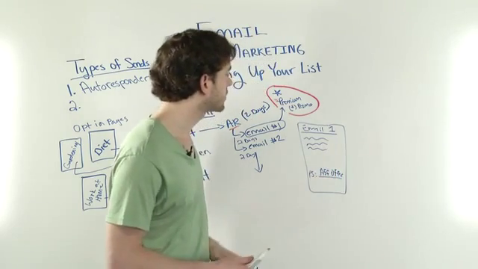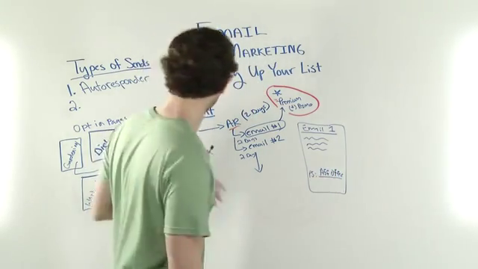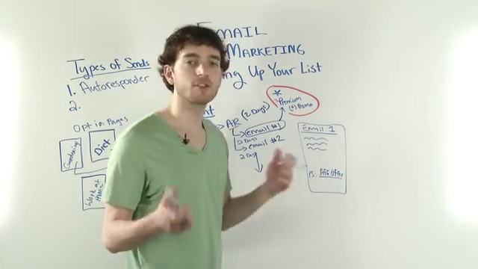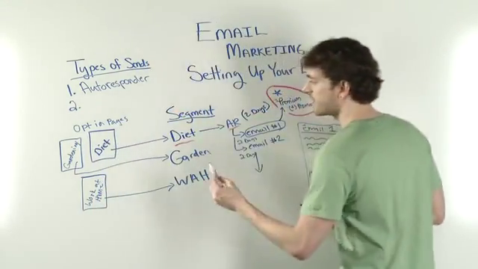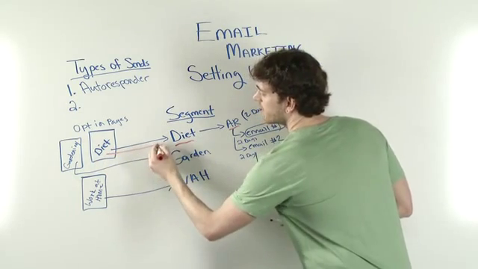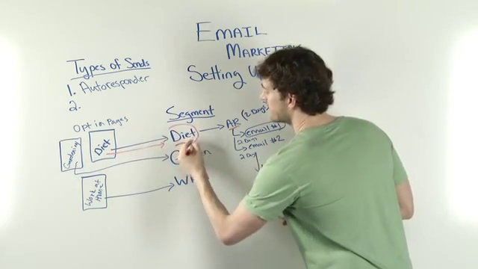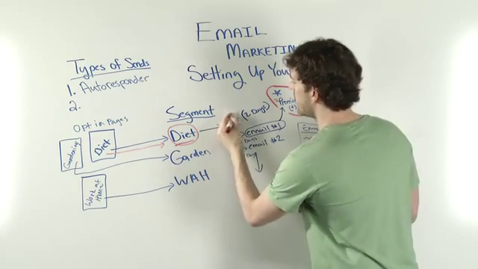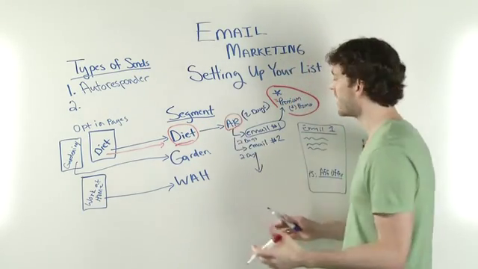Now, here's how you normally do it. You know this is a dieting list, right? So if people go through this funnel, they come from here, they go into here, they're in a dieting list. That means they're on an autoresponder interested in dieting.